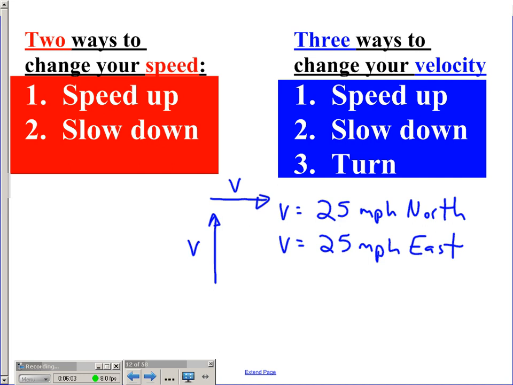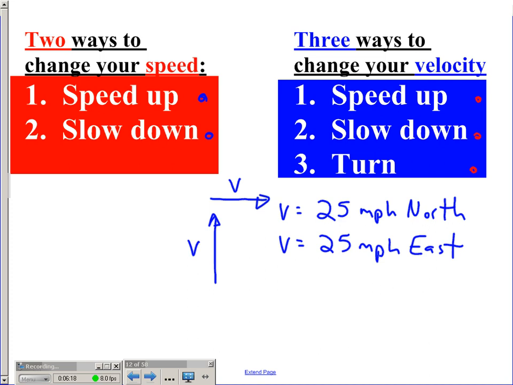All right, 2 ways to change your speed: speed up, slow down. 3 ways to change your velocity: speed up, slow down, or turn. I think I misspoke, but what it says on the screen is correct.